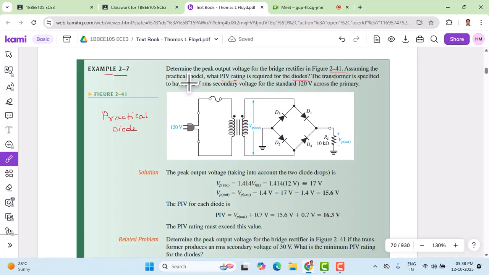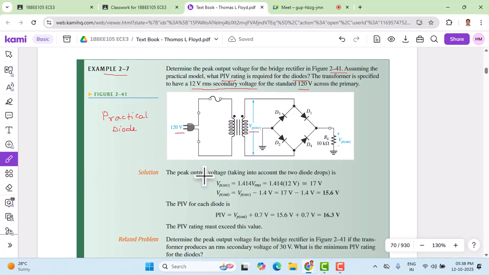And the transformer is specified to have a 12 volt RMS secondary voltage. Across this, the RMS voltage is given. Root mean square voltage, secondary voltage is given as 12 volts. And for the standard 120 volts, that is the AC input source applied at the primary that results in the secondary voltage. It is not given as a peak here. Instead of that, it is given as RMS voltage.